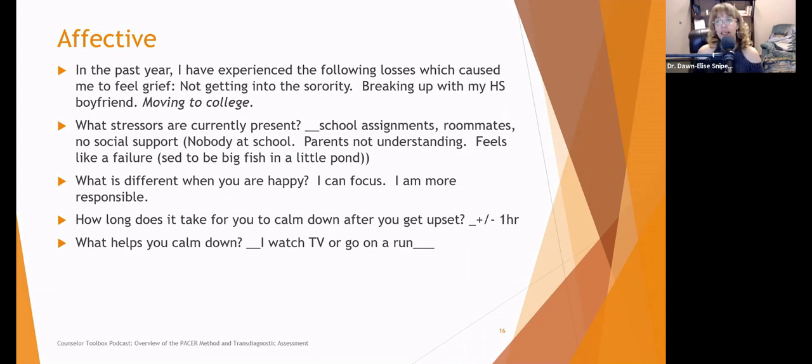What's different when you're happy? She says, I can focus more and I'm more responsible. She recognizes that she's just got this screw it attitude right now, and it's not helping her, but she doesn't know how to overcome it. How long does it take for you to get calmed down after you get upset? She says plus or minus an hour. What helps you calm down? She watches TV or goes on a run. Going on a run, obviously, helps use up some of those stress chemicals. Watching TV is more of a distraction, but in terms of distress tolerance skills, there are worse ones that she could be using.